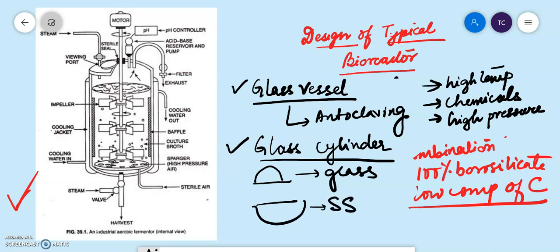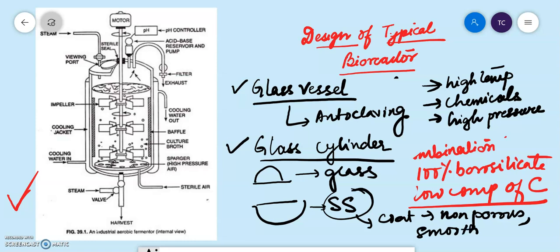Large scale bioreactors are completely made of stainless steel containing more than 4% chromium. In addition to chromium, they contain some amount of nickel and molybdenum. They form a hydrous oxide coat on the surface. Try to understand that the stainless steel forms a hydrous oxide coat over the surface which is non-porous, smooth and insoluble.